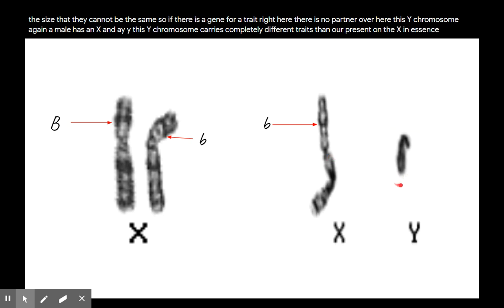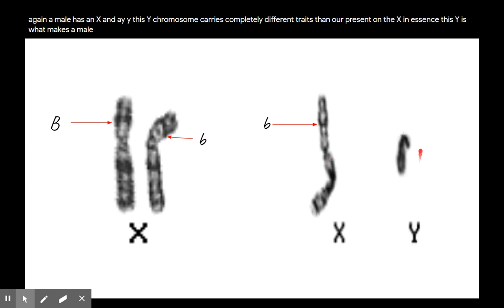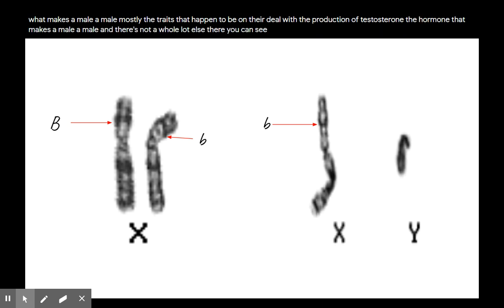In essence, this Y is what makes a male a male. Mostly the traits that happen to be on there deal with the production of testosterone, the hormone that makes a male a male. And there's not a whole lot else there. You can see it's a very small chromosome.